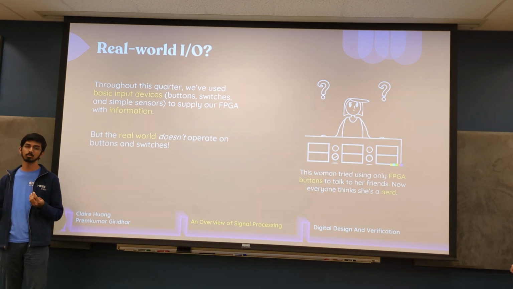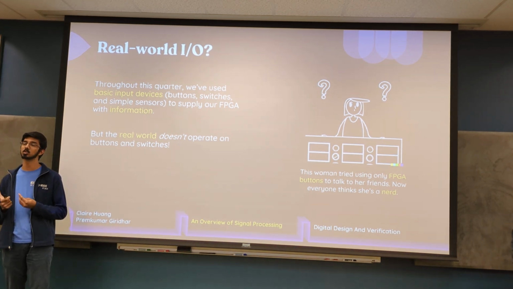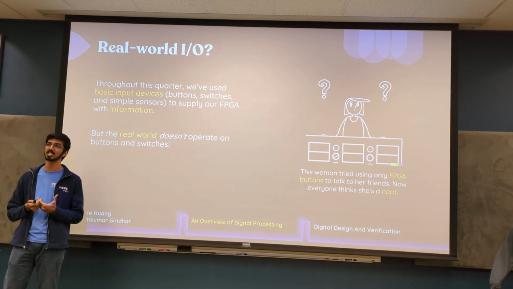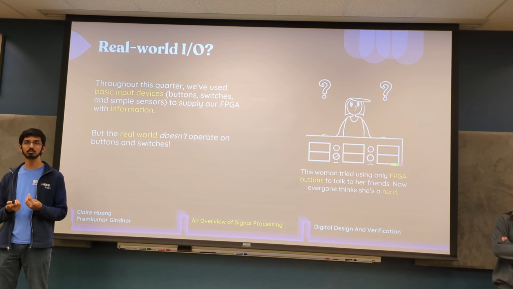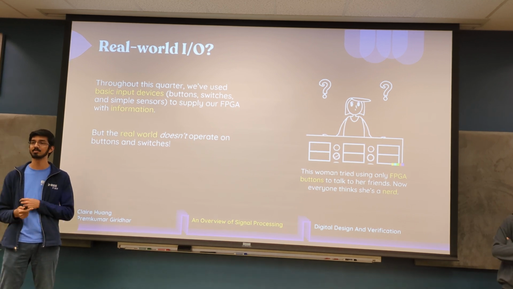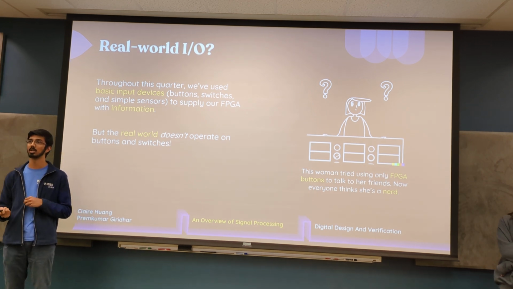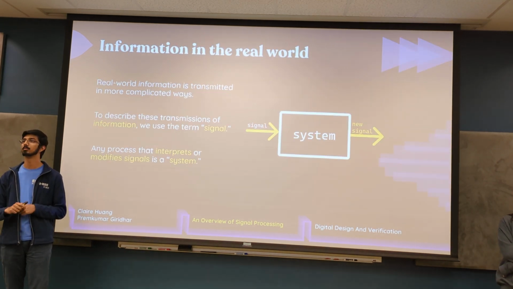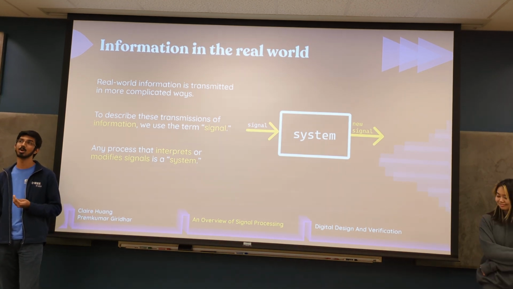However, in the real world, we don't use basic input devices such as buttons, switches, and very simple sensors for the vast majority of our information processing. So far, we've been hitting buttons to tell the FPGA what to do, or updating switches. But the real world doesn't really operate on buttons and switches. In the real world, we transmit information in more complicated ways.